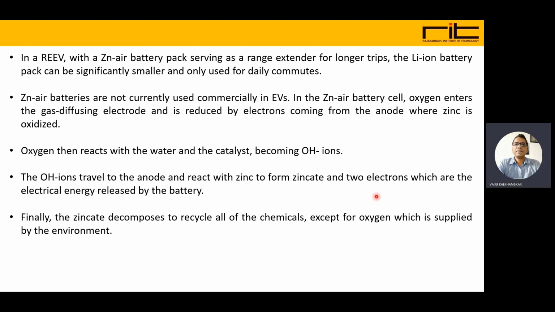In the zinc air battery cell, oxygen enters the gas diffusing electrode and it is reduced by electrons coming from the anode where zinc is oxidized. The oxygen then reacts with the water and the catalyst, becoming OH minus ions. The OH minus ions travel to the anode and react with zinc to form zincate and two electrons, which are the electrical energy released by the battery. Finally, zincate decomposes to recycle all the chemicals except for oxygen, which is supplied by the environment.